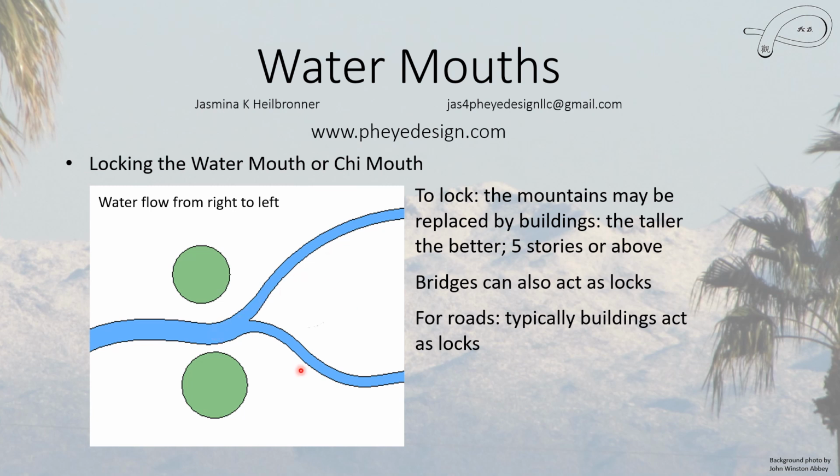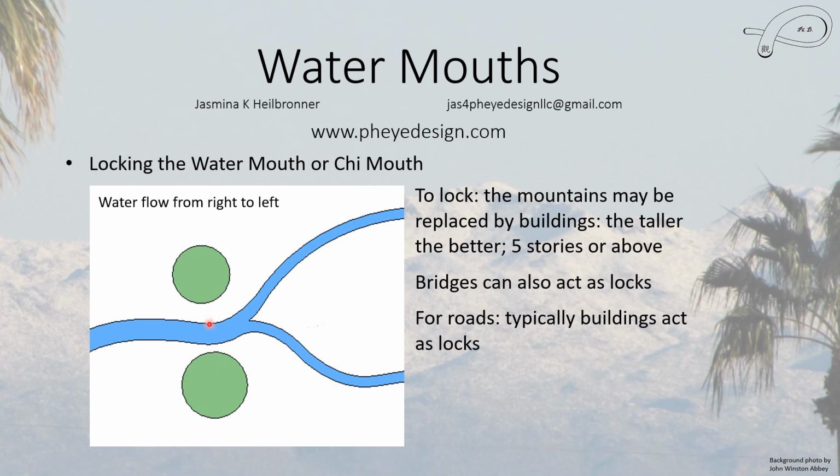This is a water mouth where two rivers meet, and we're flowing from the right to the left. These two hills act as locks. They keep the flow, and the chi doesn't just stay in the riverbed, it spreads out on both sides also. But it'll just keep moving down unless it's locked. These can be mountains, hills, or buildings. The taller the building, the better, and if it's 5 stories or more, that's really good. But even a single story house helps.